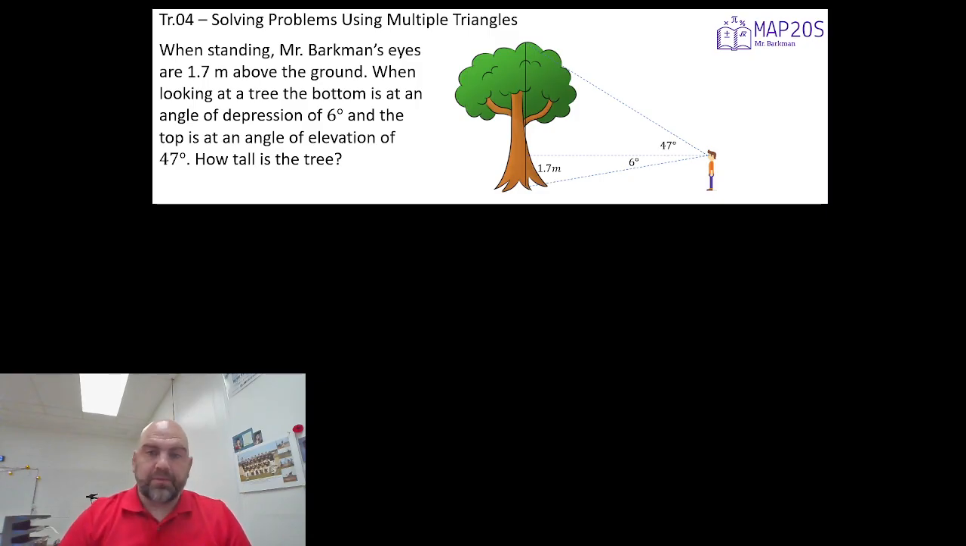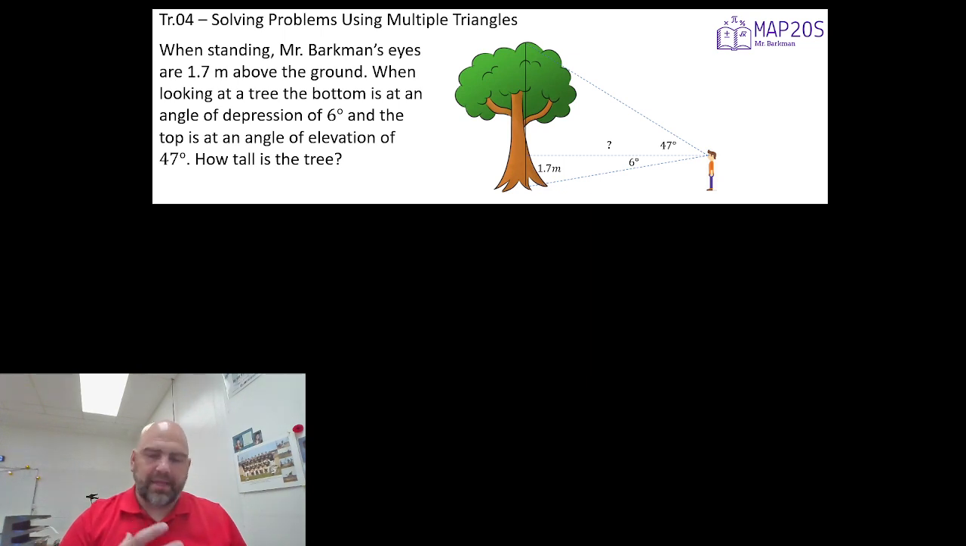So first step here is we have two triangles. We have one on the bottom there, where we're given one side plus the angle, and we have one on top where we're only given the angle. So we need to figure out a common side from the bottom triangle to the top triangle, and then use that side in order to figure out the remaining height of our tree. We're going to find this side first.